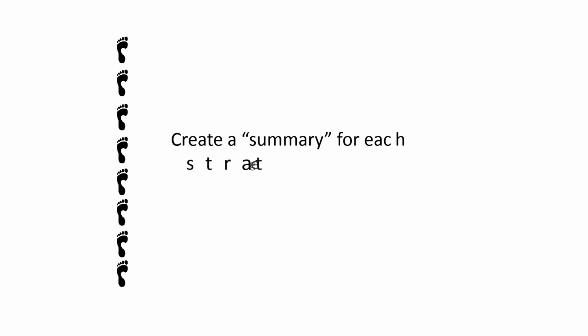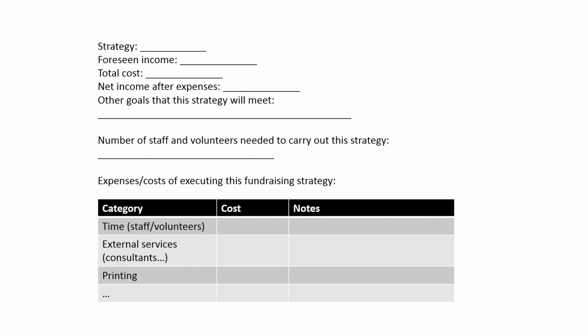Step number 8. Create a summary for each strategy. Once that you have decided which strategies to undertake, you need to create a summary in order to follow them, to have them always on your desk, let's say. So the summary should include the strategy name, the foreseen income, the total cost of the strategy for your organization, and also after that you take the expenses, which is the net income for the strategy, to see if it's convenient or not to implement it.